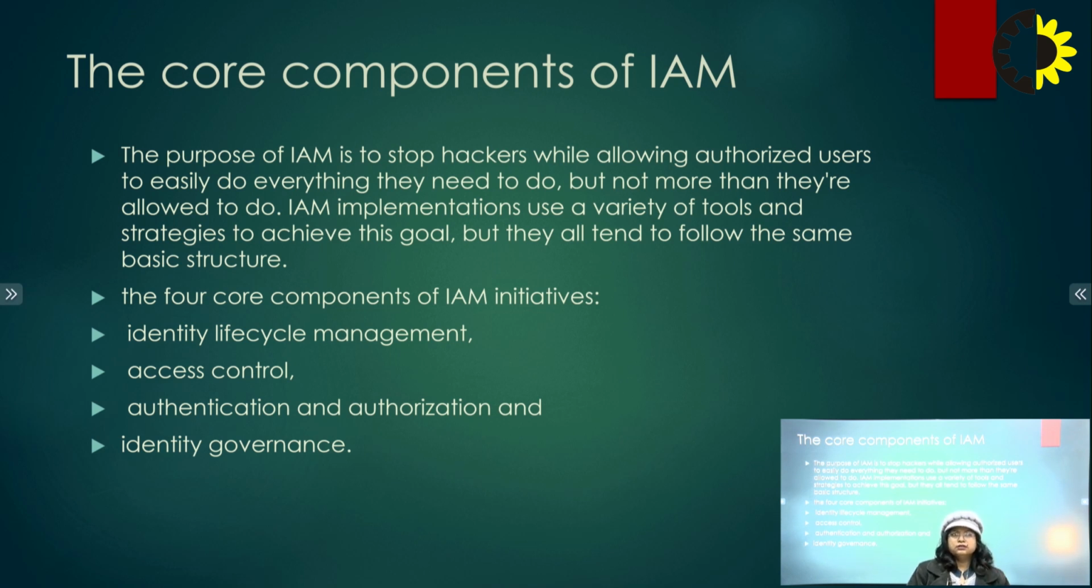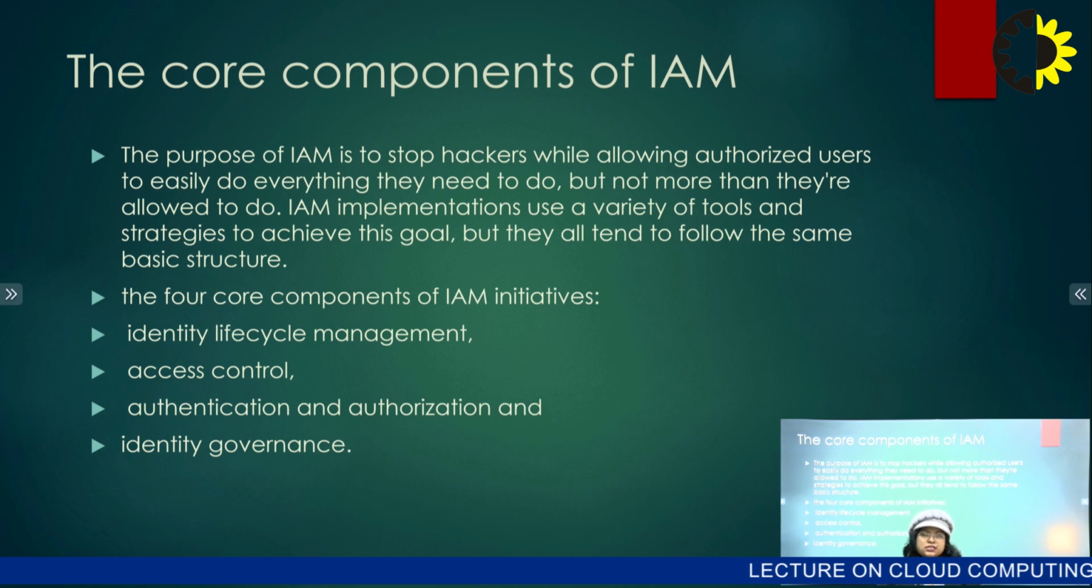IAM has 4 main components. The first component is identity lifecycle management. Second is access control. Third is authentication and authorization. And the last one is identity governance. These are the 4 main components of IAM.